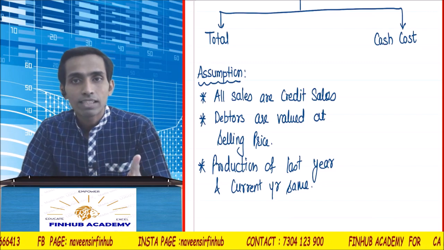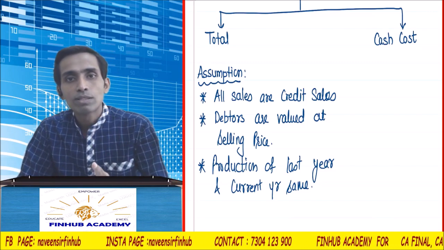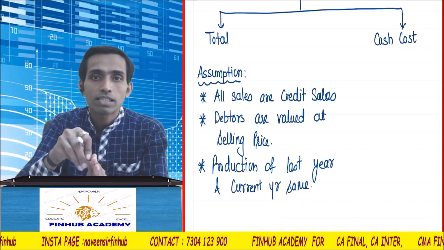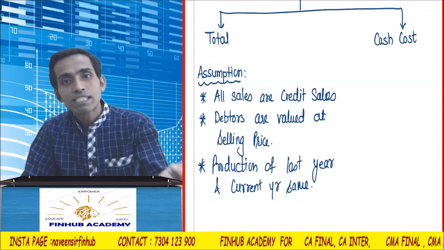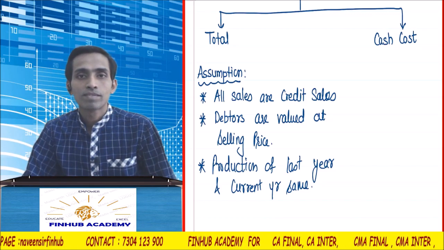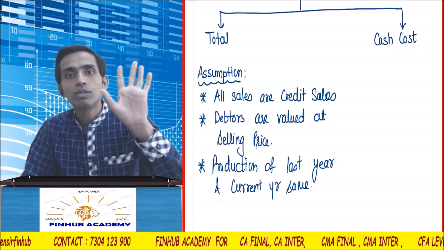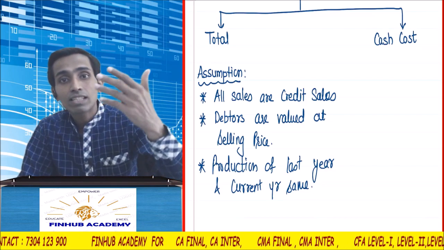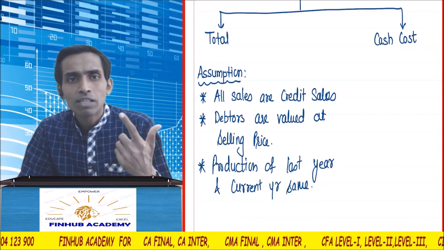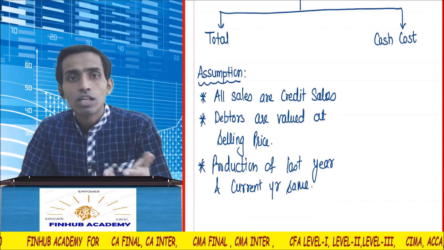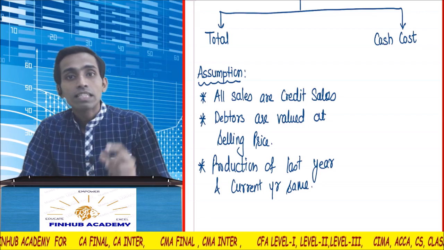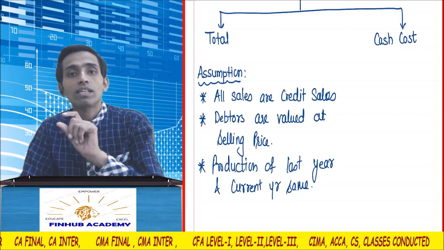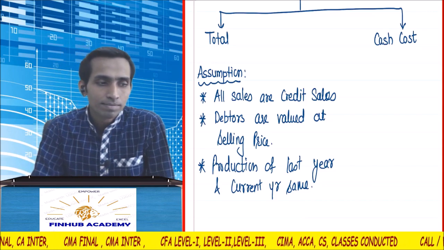Once again, I am clarifying. What is the difference between the two approaches? In the total approach, debtors are valued at selling price, meaning profit is a part, and depreciation is also part of the cost. Wherever you are taking cost, you will take depreciation. In cash cost, only cash expenses. Depreciation is what? Non-cash, so ignore it. So debtors will be valued at cost. Is it clear?